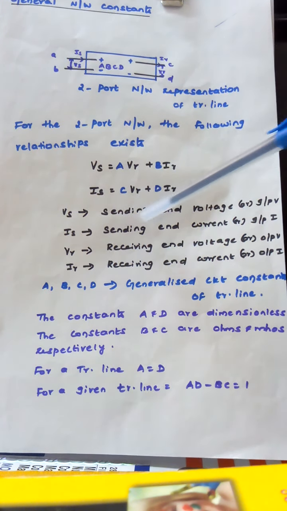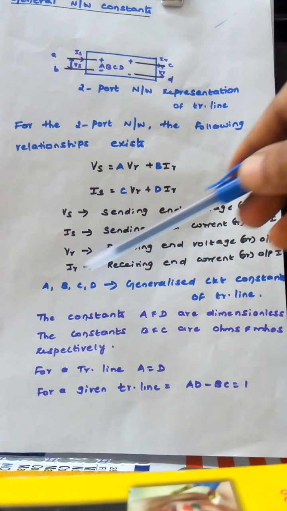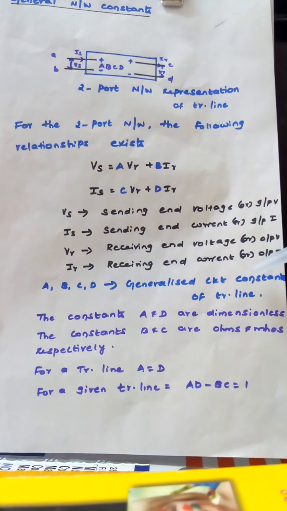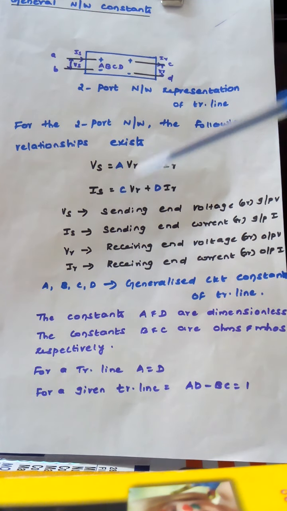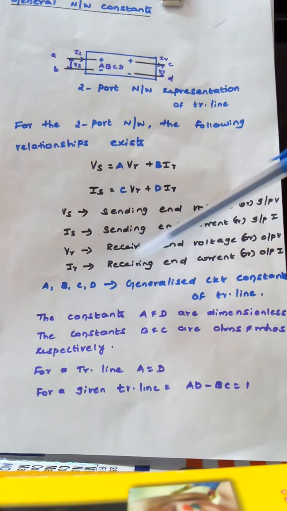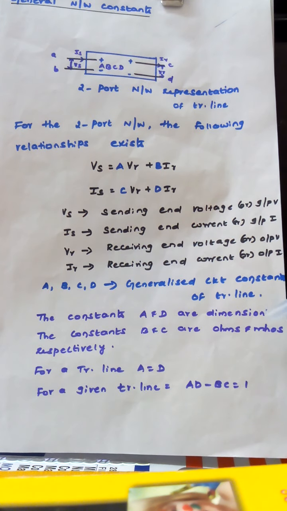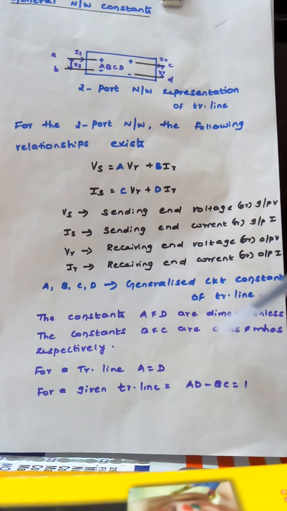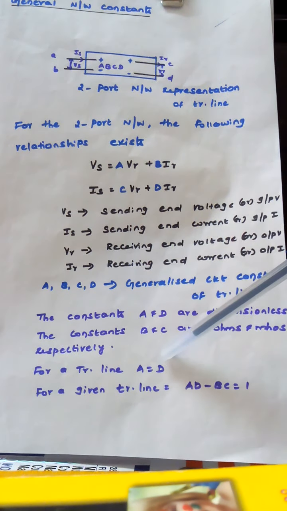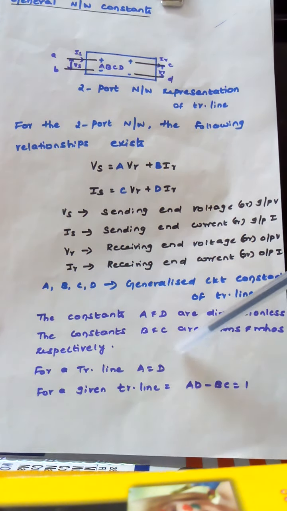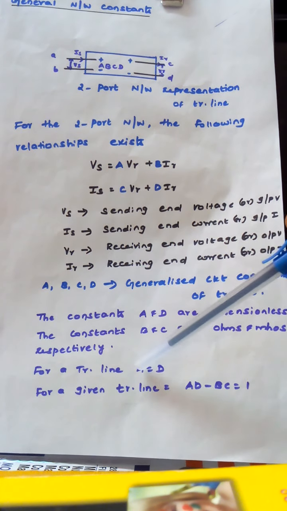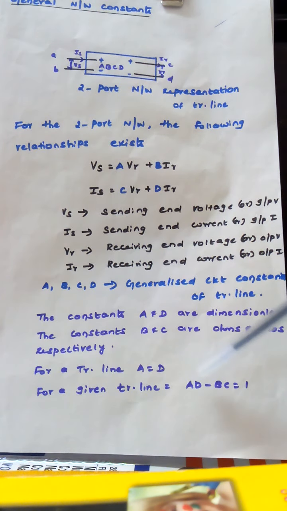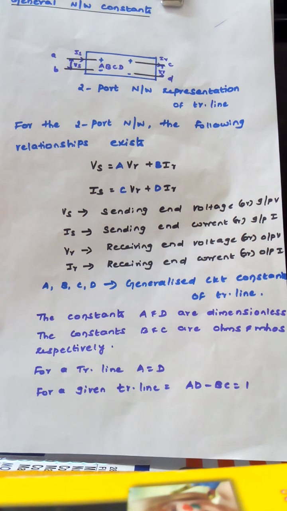So Vs is the sending end voltage, Is is the sending end current, Vr is the receiving end voltage, and Ir is the receiving end current. Here we have to find out A, B, C and D, which are nothing but the generalized circuit constants of the transmission line. A and D are dimensionless quantities, B is represented in ohms, and C is represented in mho. Now we can check the conditions. If A equal to D, then your network is symmetrical. And if AD minus BC equals 1, then your network is a reciprocal network.